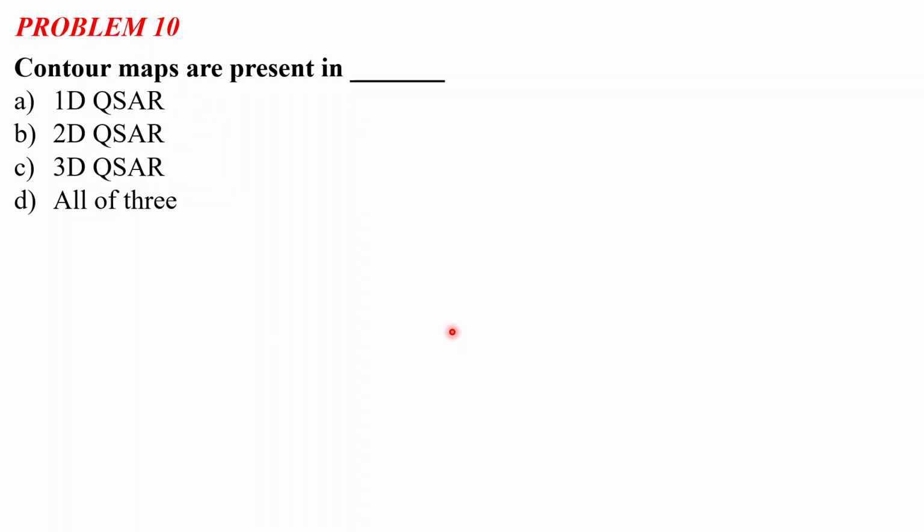Contour maps are present in which of the following? 1D QSAR, 2D QSAR, 3D QSAR, or all of the above?